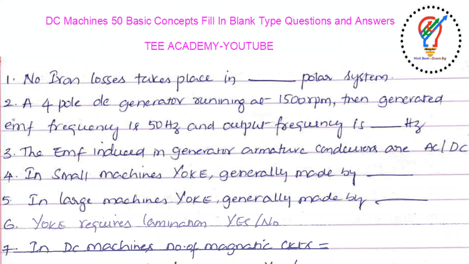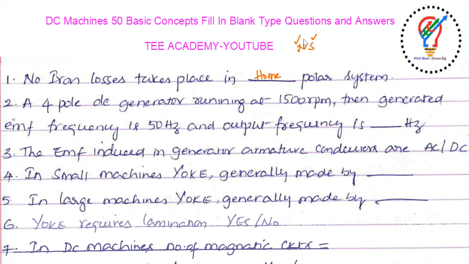The first question: the iron losses take place in dash polar system. Generally we have two types of polar systems, a homopolar system and a bipolar system. Whatever electrical machines we are using now have a bipolar system. That means we have both north pole as well as south pole here. In a homopolar system, either we have only north pole or only south pole, but not both.